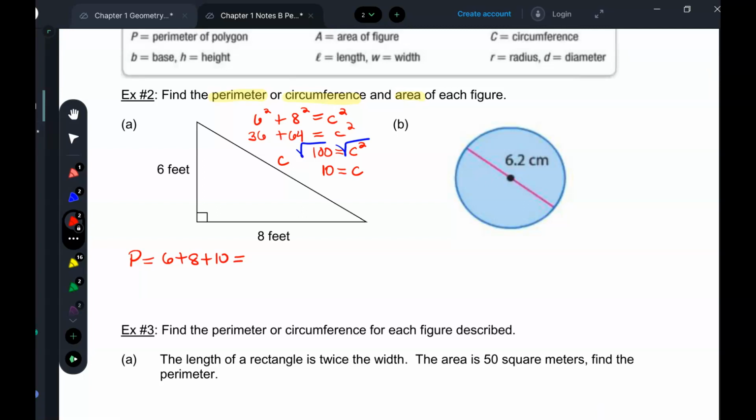Oh, 16, 24. 24, good. That's a lucky number. So 24 feet.